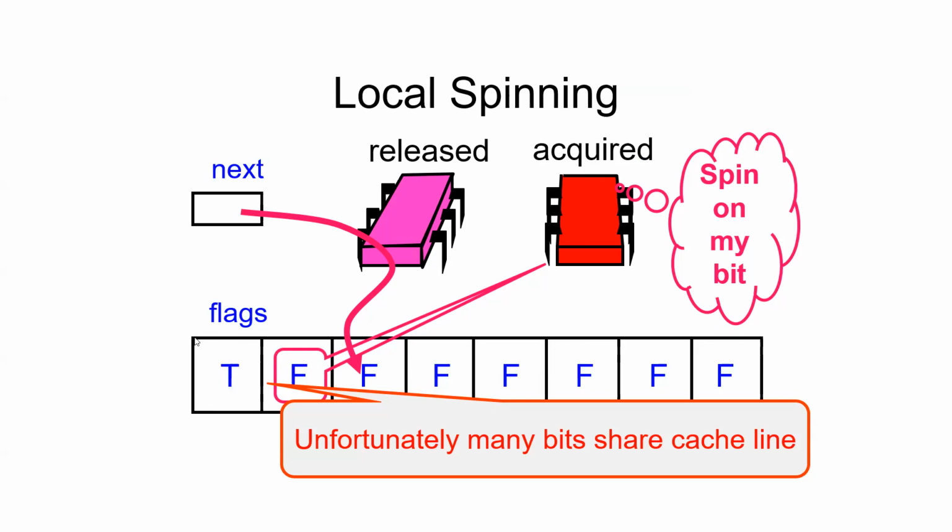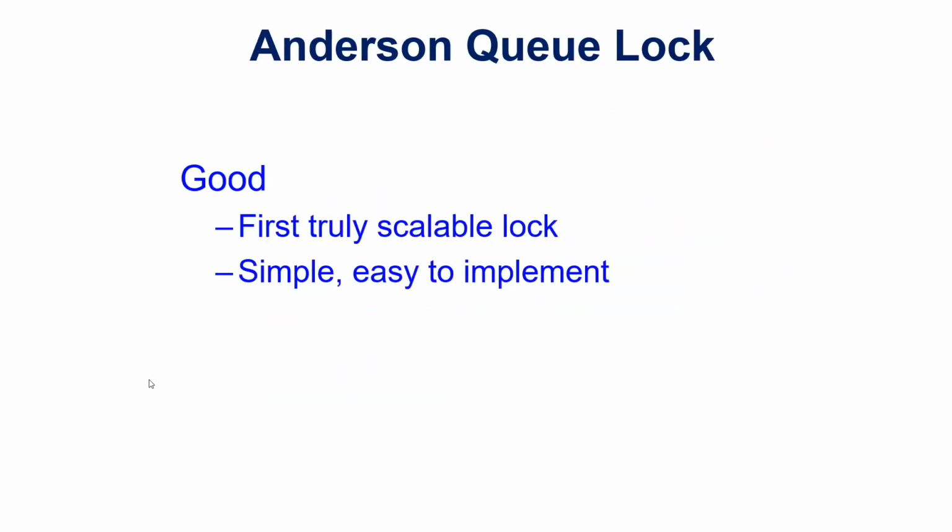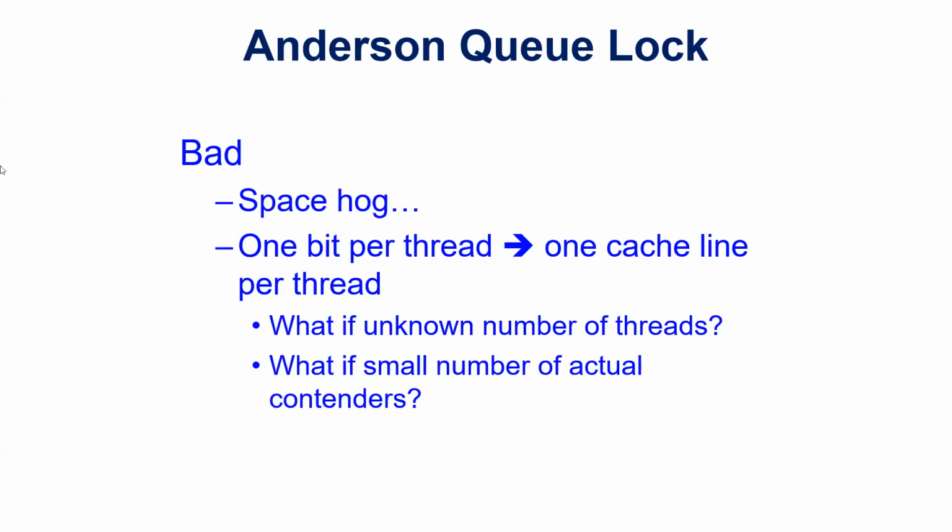If I'm using 20 threads, then I need to create an array for the 20 threads. If I want to use 96 threads, then I need to create an array with 96 flag bits. So this is not space efficient. That is the main problem with this Anderson lock. It is a space hog. In order to avoid contention on cache lines, we are allocating 1 bit per thread, meaning 1 cache line per thread. That is the main problem.